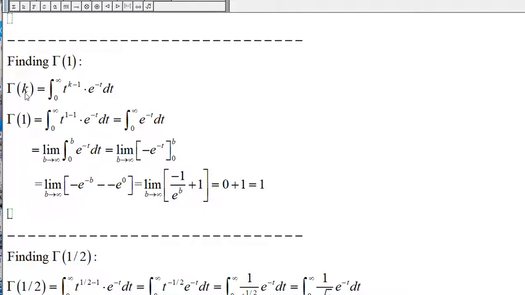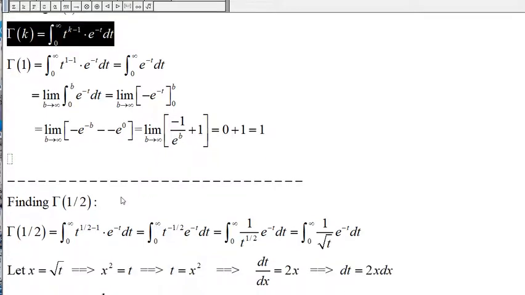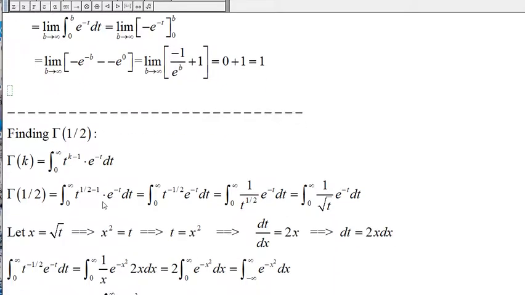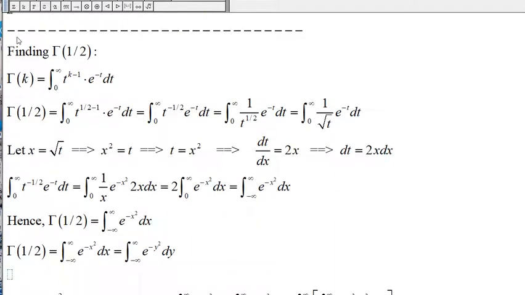And now let's find gamma of 1/2. And so in the place of k, we have 1/2. One half minus 1 is negative 1/2. T to the negative 1/2 is the same as 1 over t to the 1/2, which is the same as 1 over the square root of t.